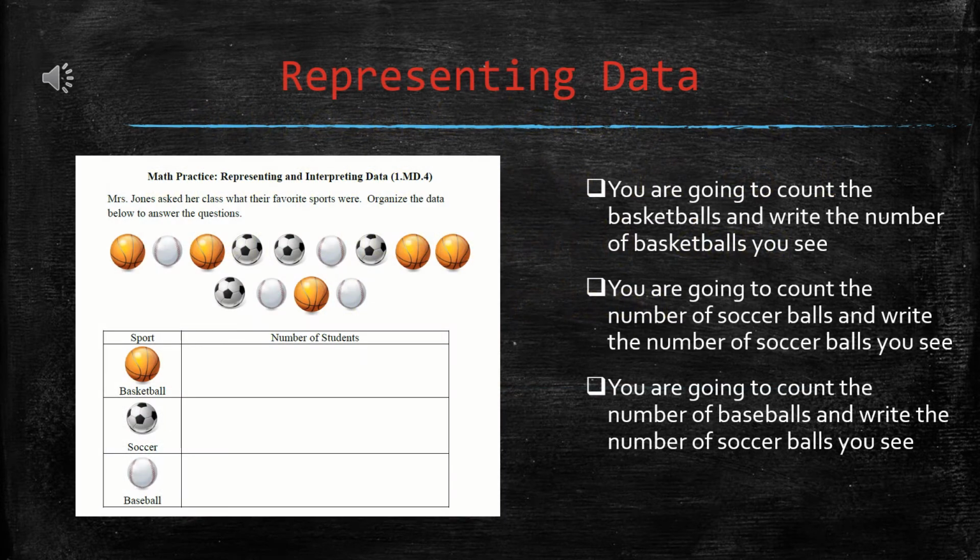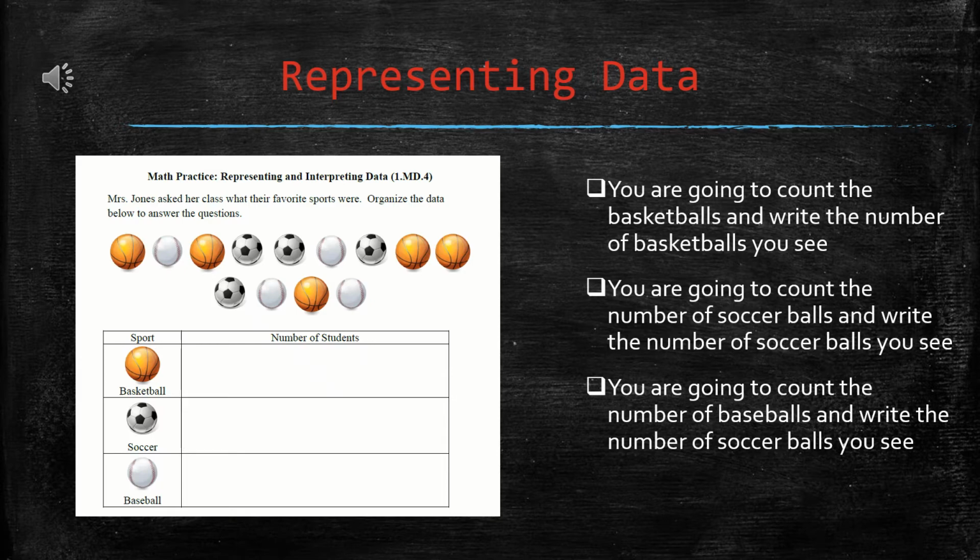So we're going to start with looking at representing data. If you look at the picture, it says Miss Jones asked her class what their favorite sports were. Organize the data below to answer the questions. So you see basketballs and baseballs and soccer balls. For the first question they ask you, they're asking for the number of basketballs. So you're going to look at the picture above and count the number of basketballs.